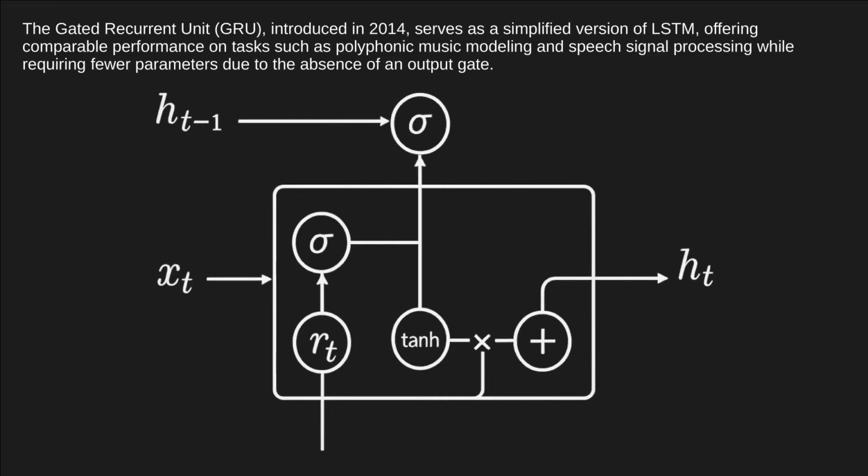The gated recurrent unit, GRU, introduced in 2014, serves as a simplified version of LSTM, offering comparable performance on tasks such as polyphonic music modeling and speech signal processing while requiring fewer parameters due to the absence of an output gate.